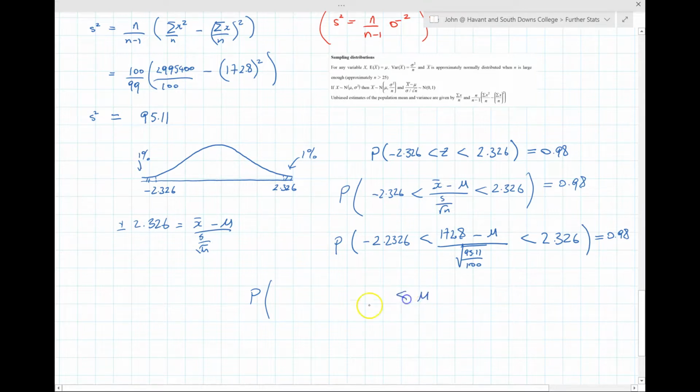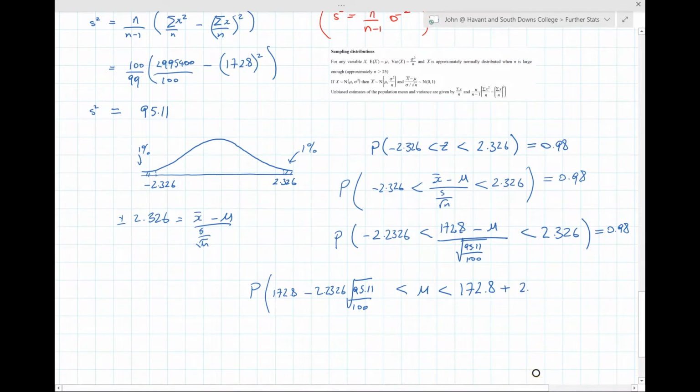So rearranging that, we're going to get that mu is greater than this estimator, our value of x bar, minus 2.326 times the standard error, the square root of 95.11 over 100, is our lower bound. And the upper bound for our interval is 172.8 plus this 2.326 times our standard error, the square root of 95.11 over the square root of 100.